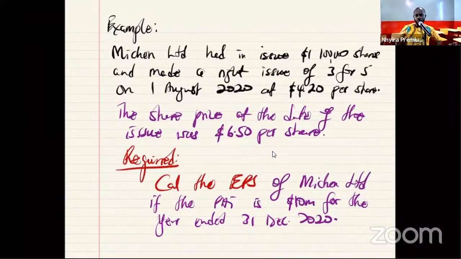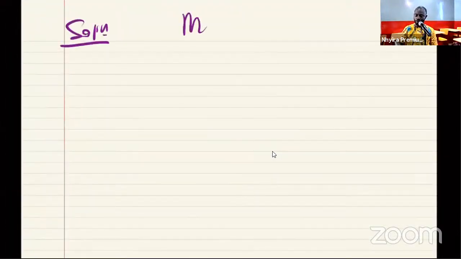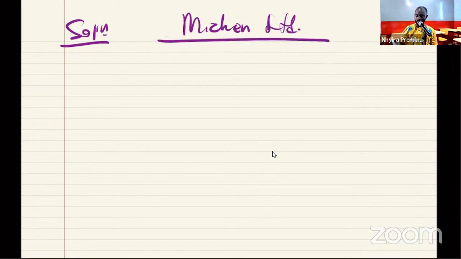We have to see how we're going to solve it. So Machin Limited had in issue 100,000 shares, meaning the outstanding shares are that. Then they made a rights issue of three for five, meaning we give you three new shares for any five you already have. So let's set out our solution slide for Machin Limited. The first thing we ask ourselves is the period, the outstanding shares, and then bring in the IDS. So we look at the period, and look at outstanding shares.